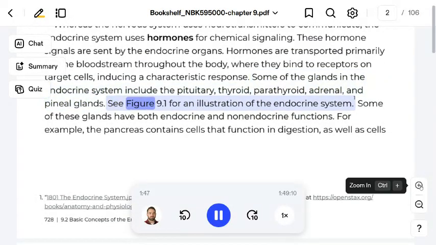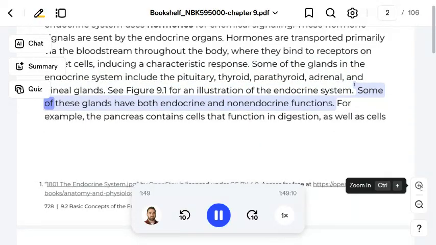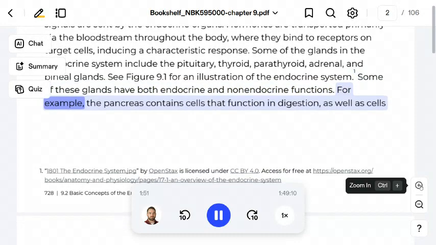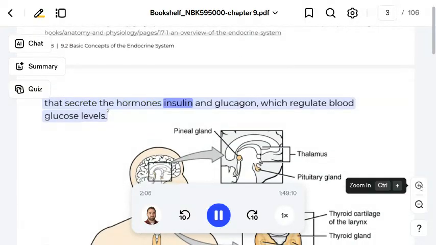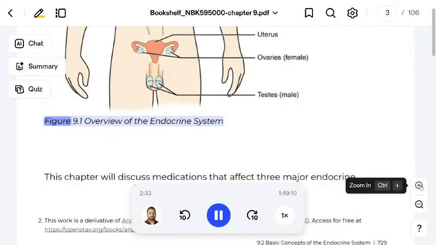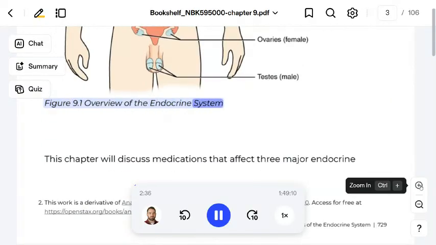Some of the glands in the endocrine system include the pituitary, thyroid, parathyroid, adrenal, and pineal glands. See Figure 9.1 for an illustration of the endocrine system. Some of these glands have both endocrine and non-endocrine functions. For example, the pancreas contains cells that function in digestion, as well as cells that secrete the hormones insulin and glucagon, which regulate blood glucose levels. Figure 9.1 Overview of the endocrine system.